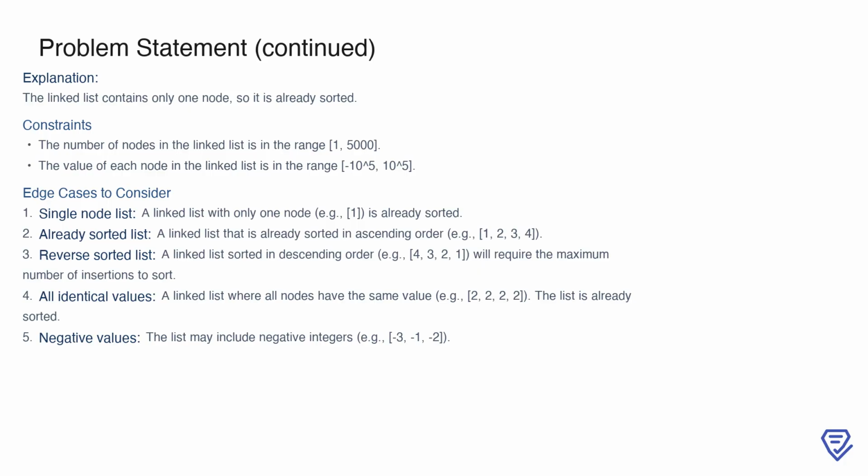In contrast, a reverse sorted list requires the maximum number of insertions, as every node will need to be repositioned. If all the nodes have identical values, the list is already sorted, regardless of the number of nodes. Lastly, the list can include negative values, so your solution should handle both positive and negative integers seamlessly. These scenarios highlight the importance of designing an efficient in-place sorting algorithm that correctly handles all possible inputs.